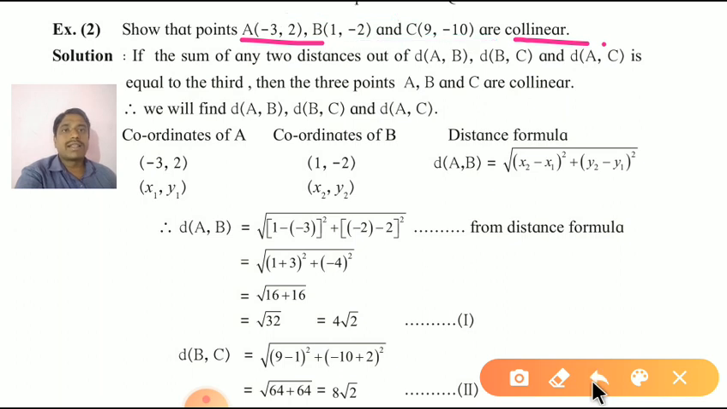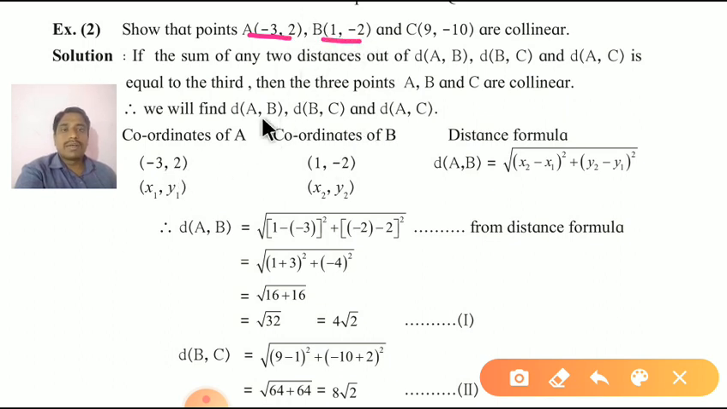First we will find the distance AB, BC and AC. How to find the distance AB? By using the distance formula. Suppose first, consider point A. Coordinates of A is 3, 2 and coordinates of B is 1, minus 2.